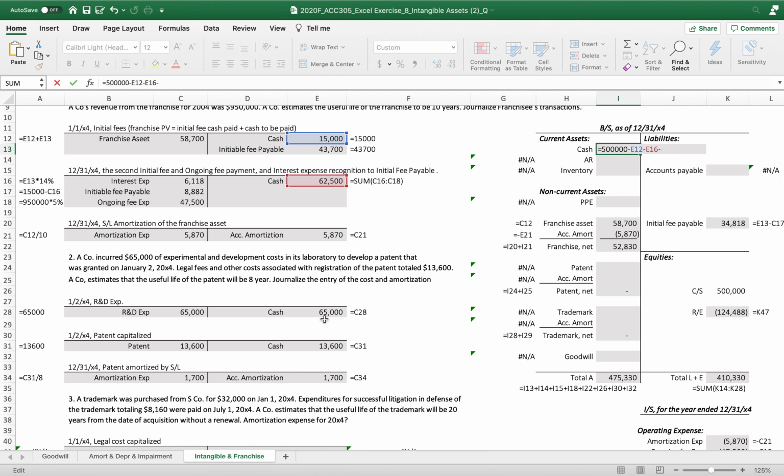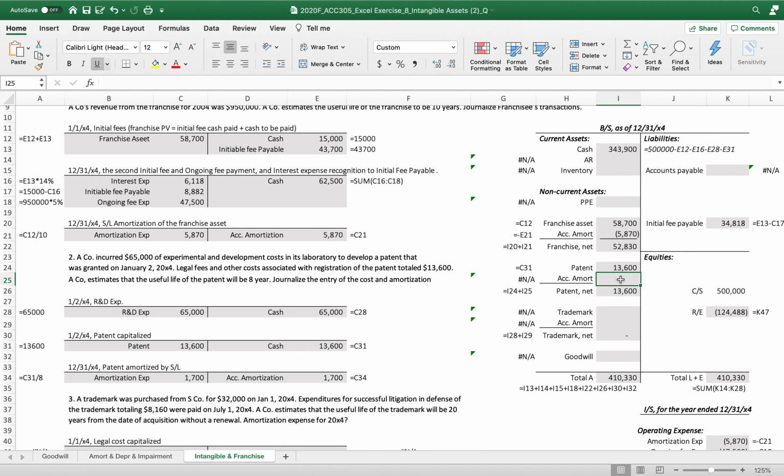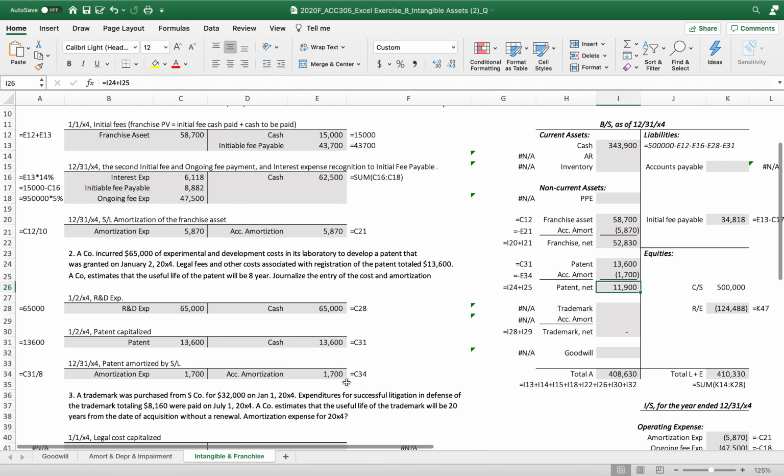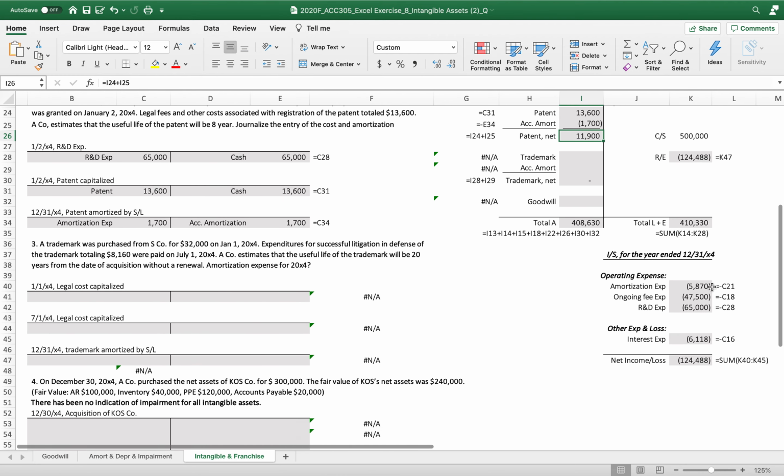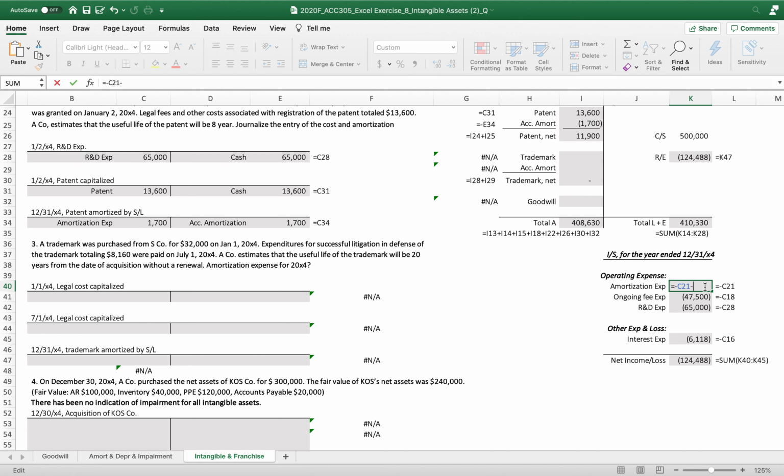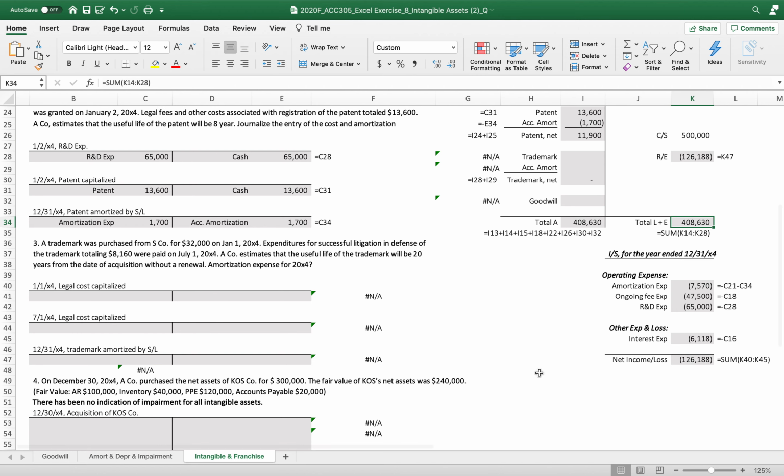Another cash out. And then patent, the capitalized patent. And then cash out. Then amortization for the patent, accumulated, and then amortization expense we have to add up, but it's minus because that is an expense. So now you see we balanced out total asset and total liability.